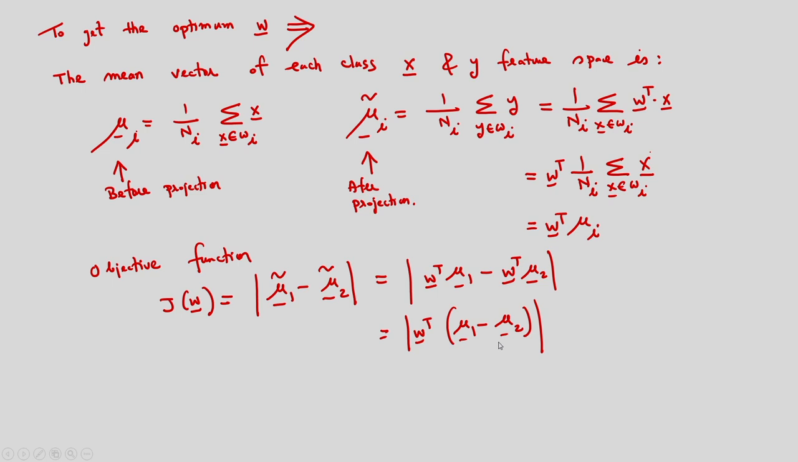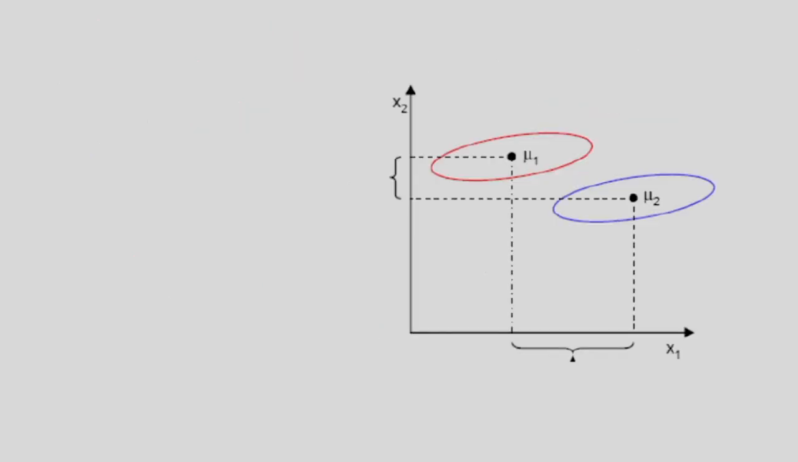Now the problem is, we are considering the distance between the projected means as an objective function, but it is not a very good measure because it does not take into consideration the standard deviation within the class. So that we have to consider. That can be illustrated in the next slide. So here I am showing these two projection directions. In the first projection direction, direction 1, the two means are well separated.